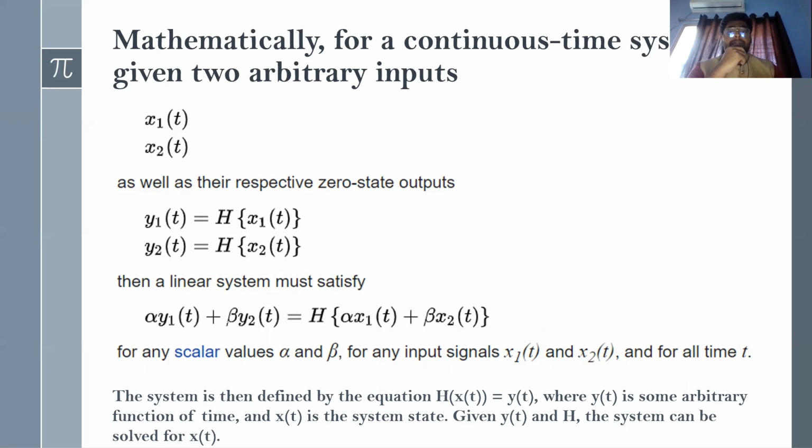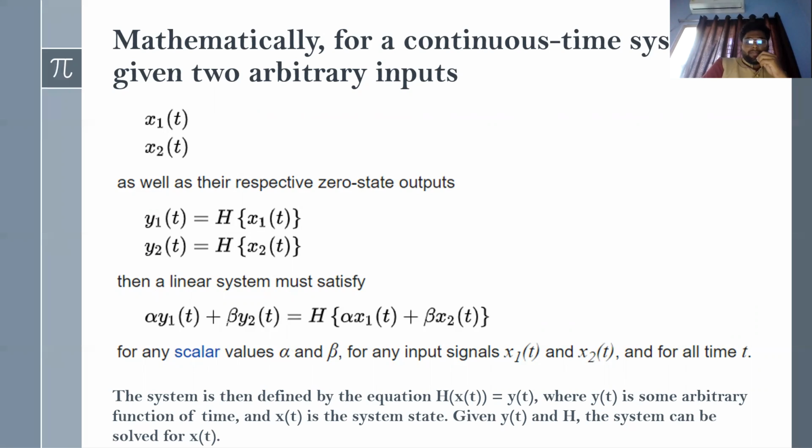This is a general representation, I think. H of alpha x1 of t plus beta x2 of t equals alpha y1 of t plus beta y2 of t, for any scalar values alpha and beta, for any input signals x1 of t and x2 of t, and for all time t.